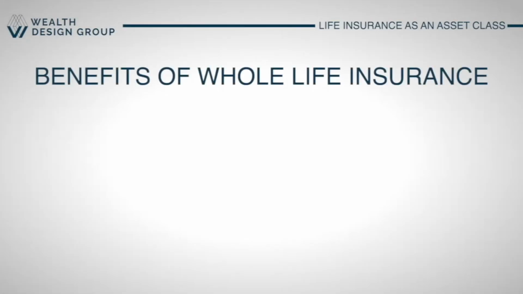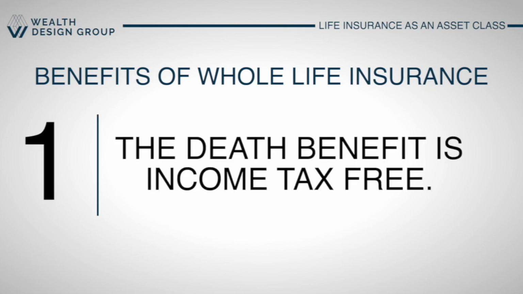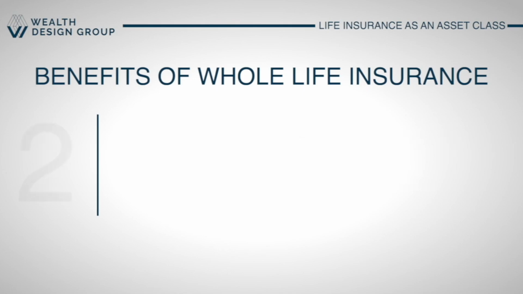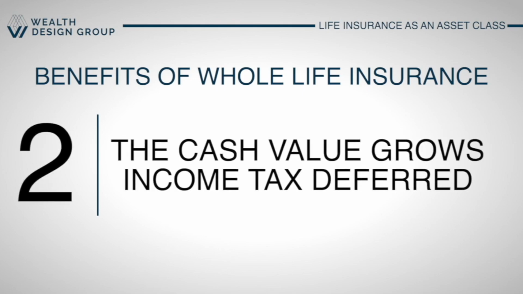Well, I want to show you 10 key benefits that you would receive by owning permanent life insurance in the form of whole life insurance. Well, number one, the death benefit is income tax free, meaning upon your death, whatever that death benefit is, it will be payable income tax free. Now, that's not just for whole life insurance, that's life insurance as a whole, and that's a good benefit for your family. Benefit number two, the cash value grows income tax deferred.